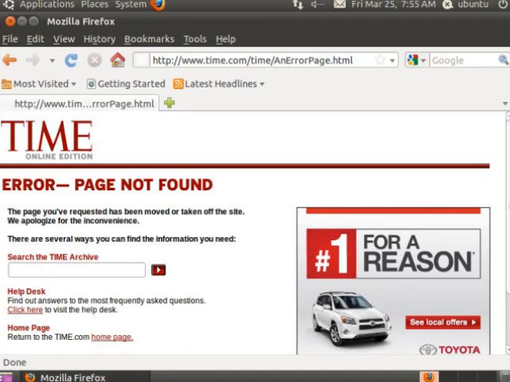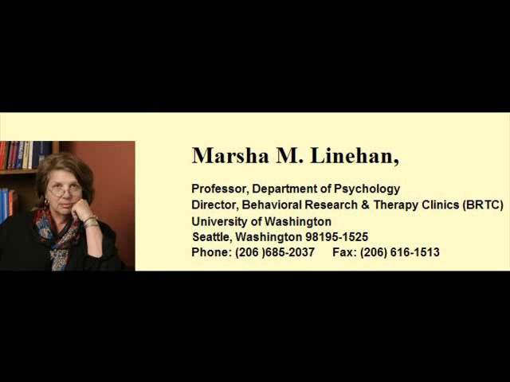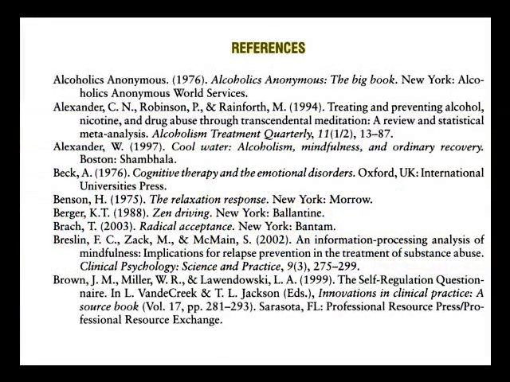in a while. The second element, authority, has to do with the person or people that authored the site, their credentials, who they are affiliated with, and whether they have true authority to speak on the topic. You also want to look for whether there is a way to contact the author, as well as whether there is an accurate list of references for the information that is presented.